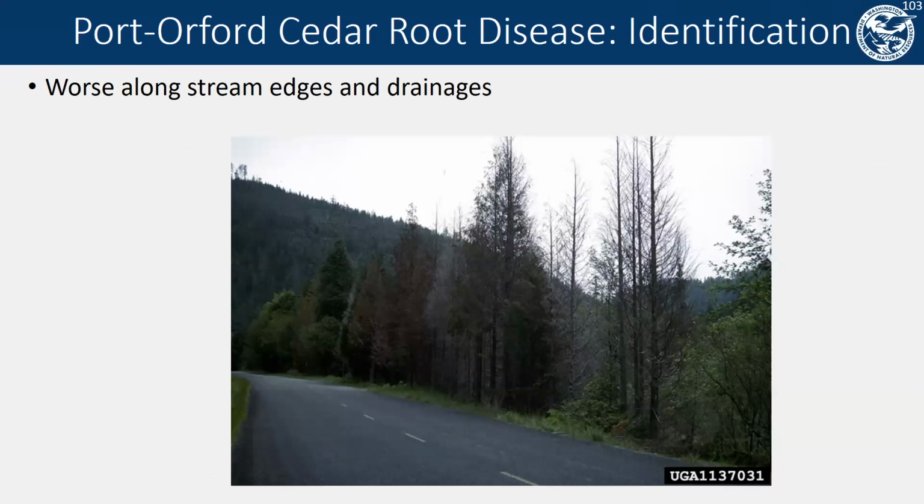Additionally, you want to be aware of the pattern of this discoloration in the landscape because that's a good indication that this might be a root disease. Port-Orford cedar root disease is worse along stream edges and drainages and also along roadways, and we'll see why that is in a second. But here's a picture. You can see a cluster of dying trees right along a roadway.